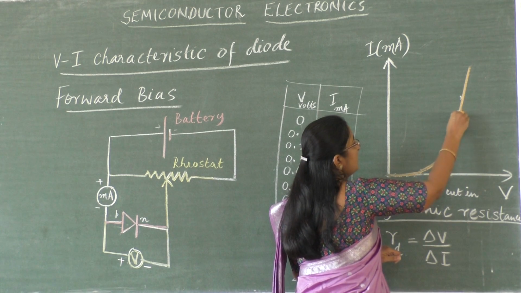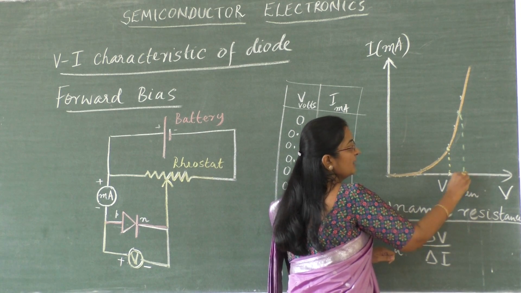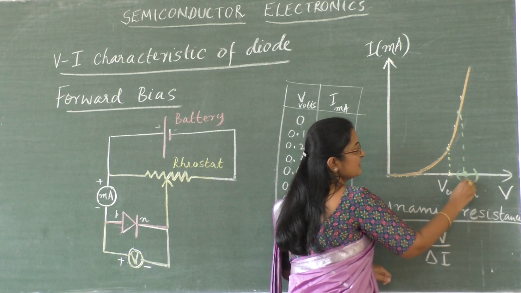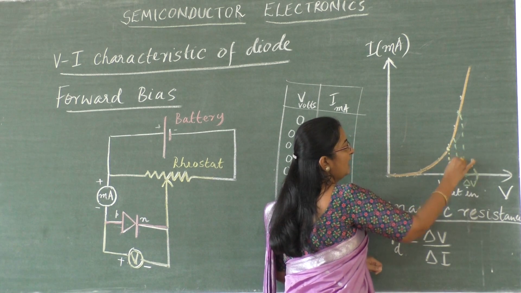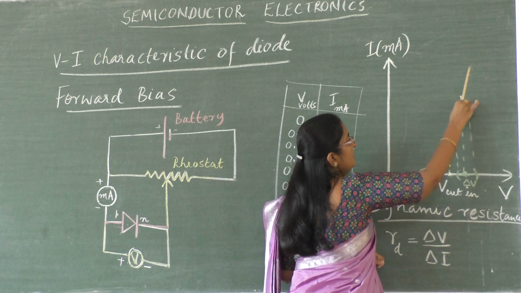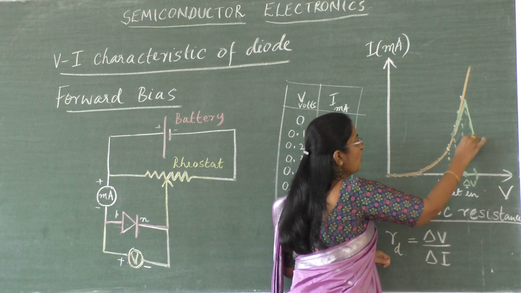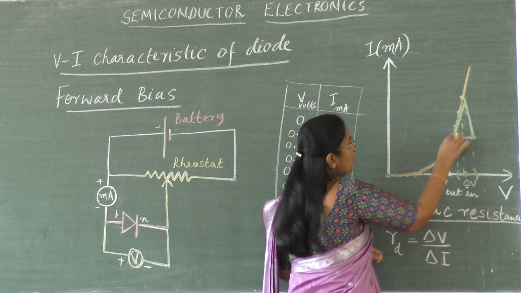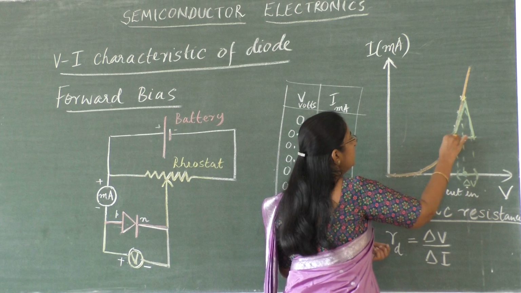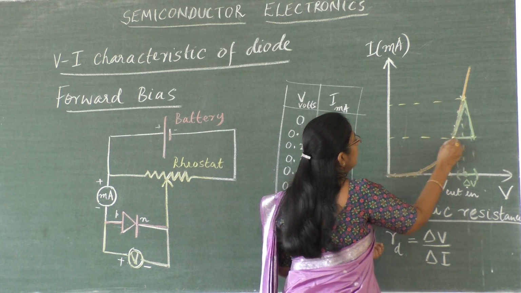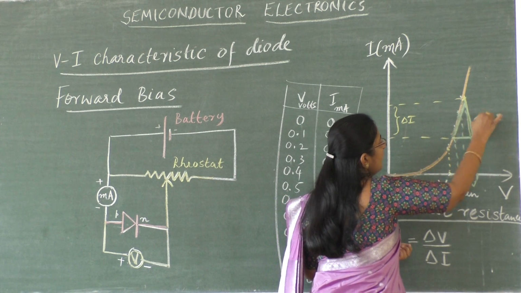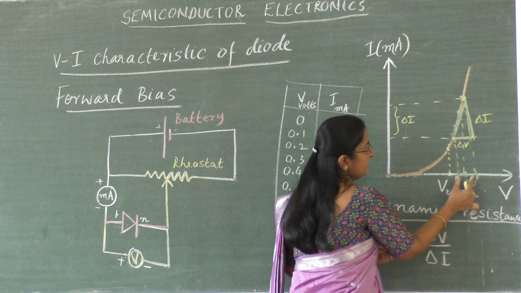The resistance value at this point, say at this particular voltage: I take a small range of this voltage, which I represent as delta V. I draw the dotted line here, somewhere in the middle portion of this curve. Let me draw a slope for this portion. At this point and this point, the current that I get is delta I. This portion is delta I, and this portion is delta V.